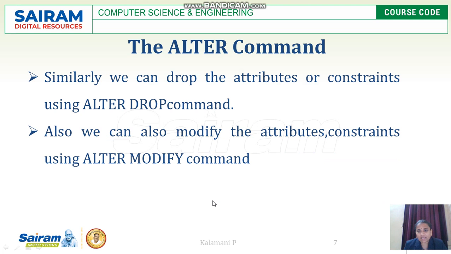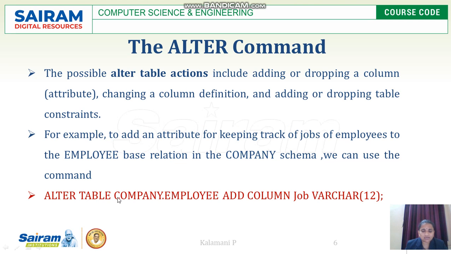Similarly, we can drop attributes or constraints using the alter drop command. For example, here alter table company.employee. Instead of add we can give drop column. Which column do we want to drop? Suppose we want to drop the column salary, means drop salary. That is enough, no need to specify the attribute, data type and all. Drop salary, that's all.